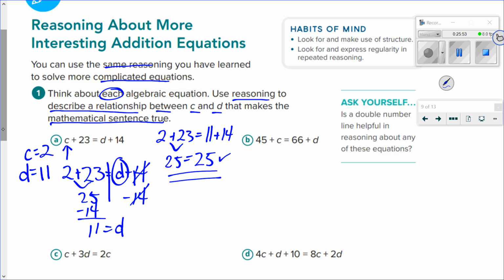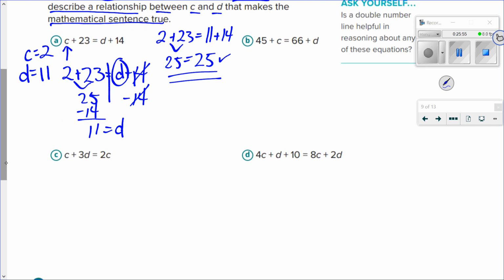Okay? So, that being said, you guys now, ooh, this is going to be fun. Why? Because I have a C on both sides of my equation.